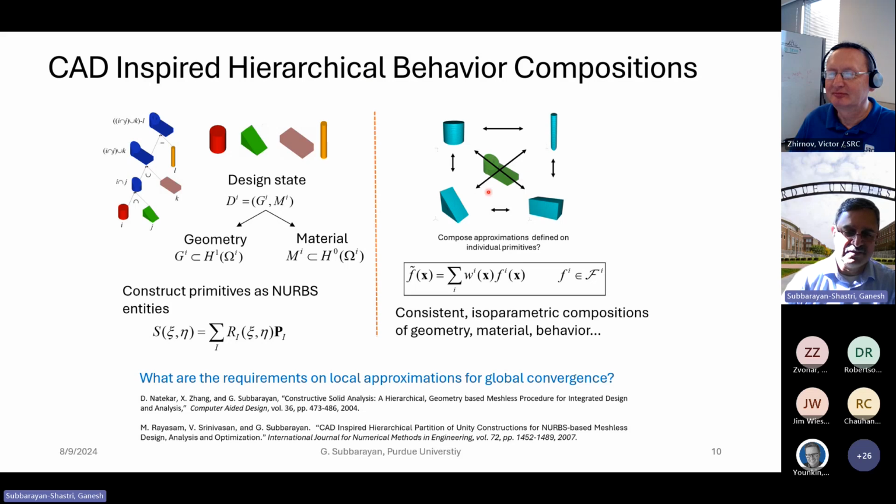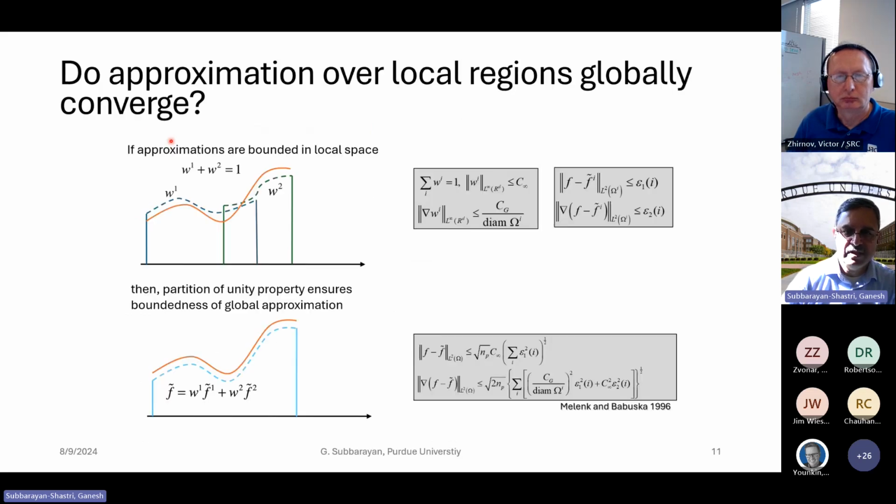And so you can construct this sort of an approximation. This behavioral approximation mirrors both the geometry and material approximations that you might construct on this. So this is, again, a hierarchy: there is a physical hierarchy, followed by a procedural hierarchy as well. The procedural hierarchy is how you compose them to construct an approximation in the final domain.